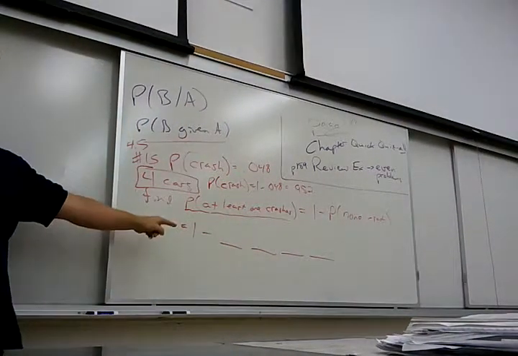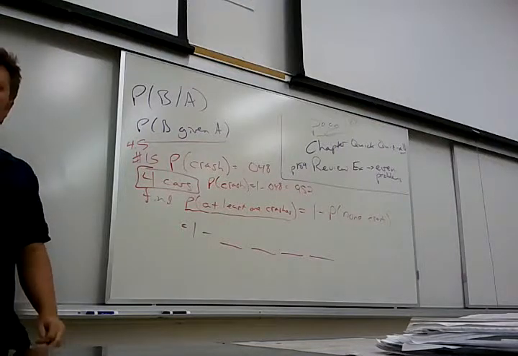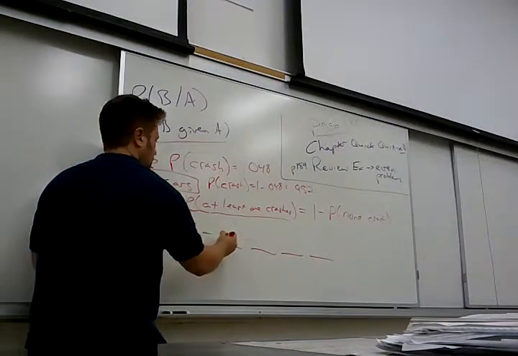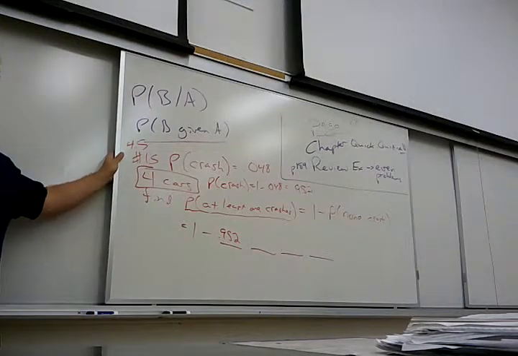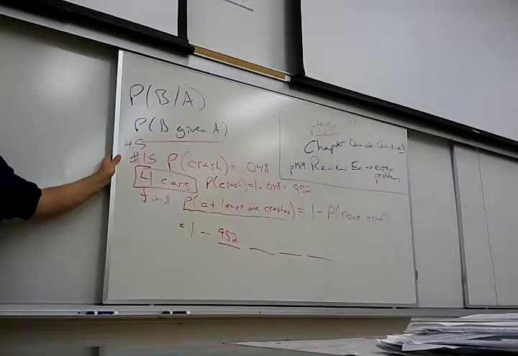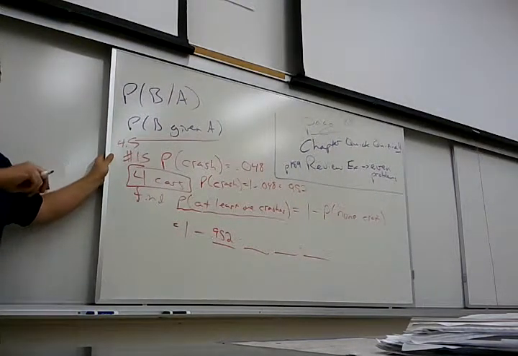So the first car doesn't crash. I don't want it to crash. So that's 0.952. And the second one doesn't crash. Do I have to change the probabilities as I go through this? Why? Because you take out more factors.